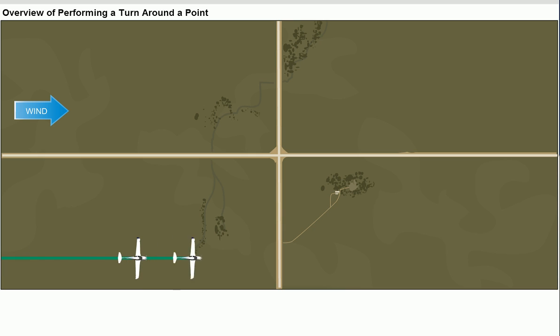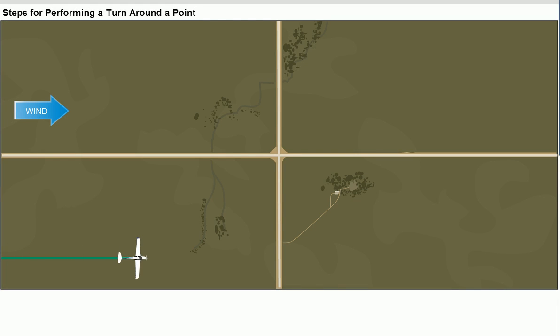The goal of performing a turn around a point is to maintain a constant distance from a reference point on the ground by changing both your bank and crab angle to compensate for wind. At the same time, you need to scan for traffic and stay at a constant altitude and airspeed.